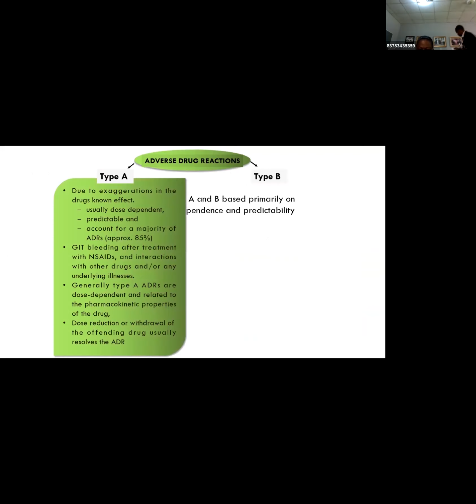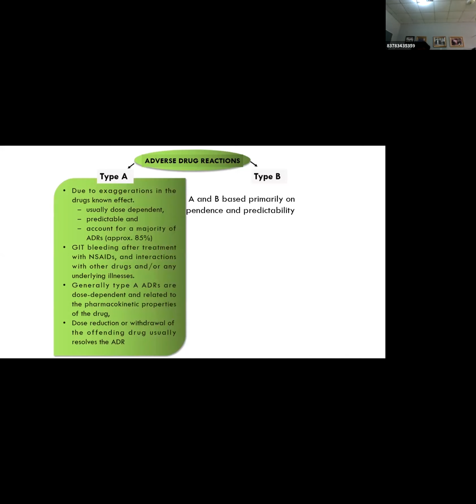Now, before we proceed further, I would want to take you through some basics. One of the basics is the understanding of what adverse drug reactions are and the classification, simple classification, so that we can all follow. Adverse drug reactions are classified into two, based primarily on their dose dependence and predictability characteristics. So, type A adverse drug reactions are known to be based on exaggerations in the drug's main effect.